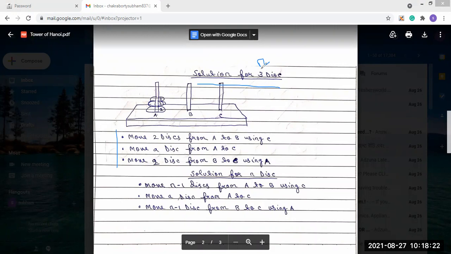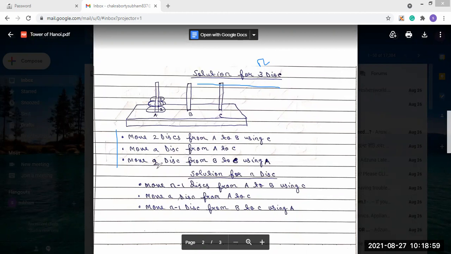using C. That means if we use n, then it is 3 and it is 2. That means if we use n, it will be n minus 1. That means the solution for the n disk will be move n minus 1 disk from A to B using C. Because here we are seeing for the 3 disks, that if it is 3, then 2 disks are moved from A to B. That means if the n disks are present, then move n minus 1 disk from A to B using C. Then next step, move a disk from A to C. That is the same, move a disk from A to C.